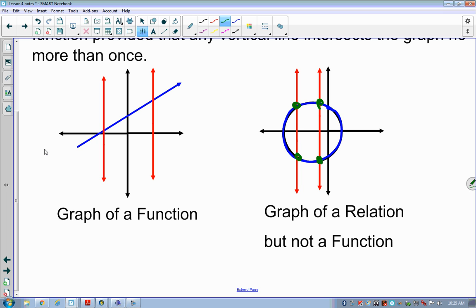So we see down here, we have on the left a graph of a function. On the right, we just call that a relation. A relation can be a function, okay? And a function can be a relation, but not all relations are functions. All functions are relations, not all relations are functions, okay?